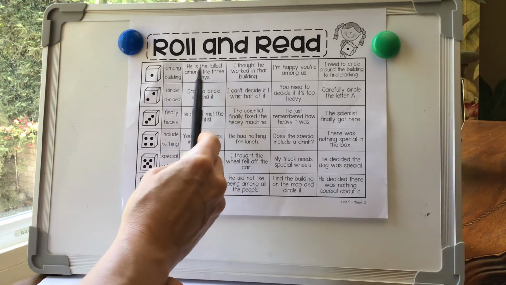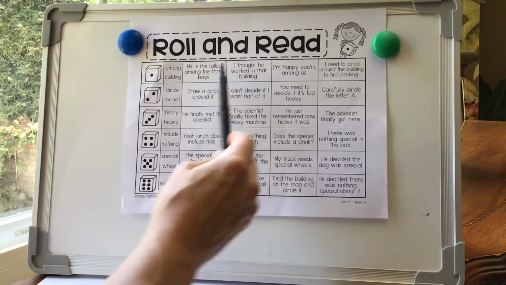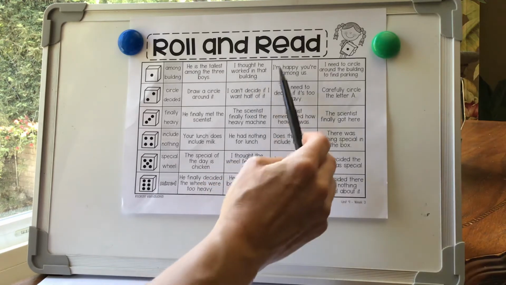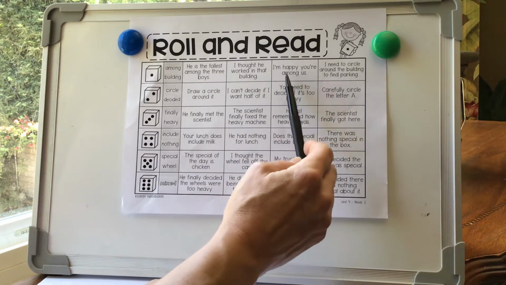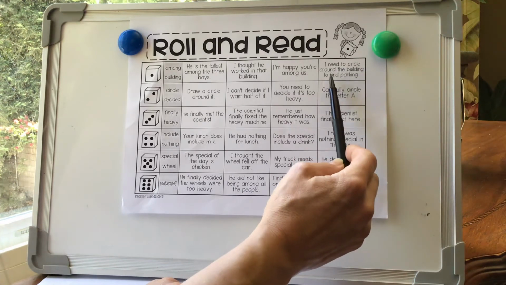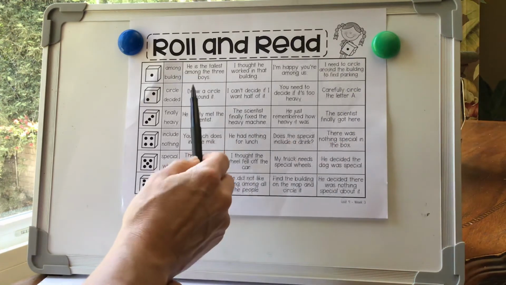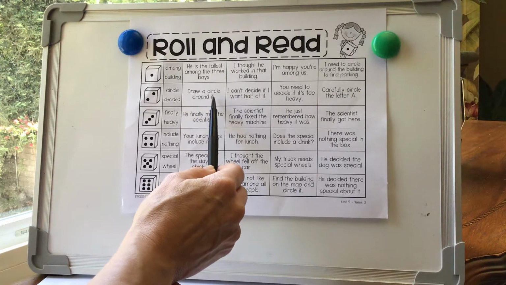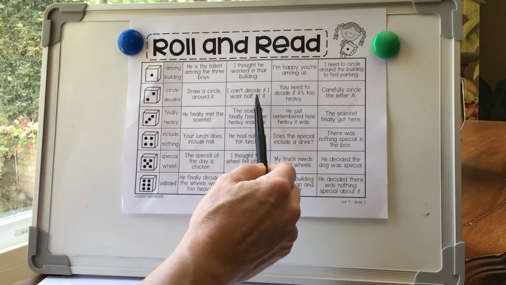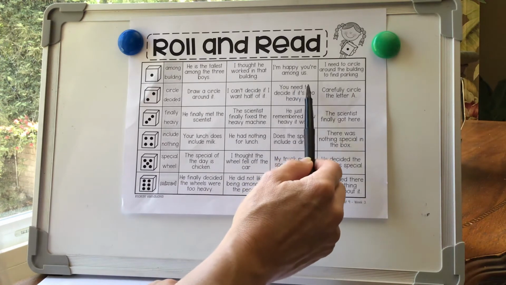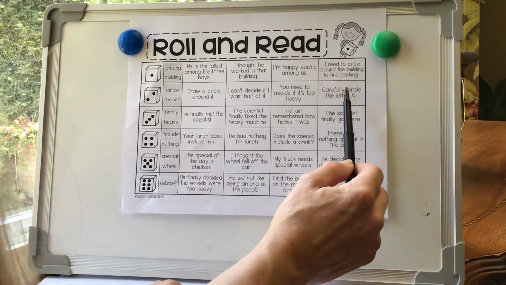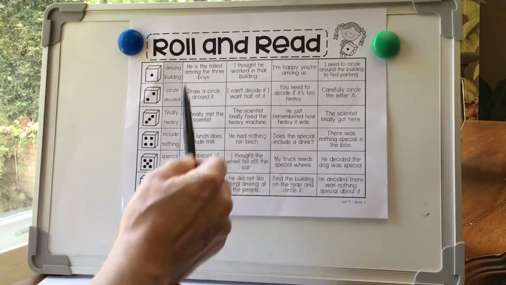He is the tallest among the 3 boys. I thought he worked in that building. I'm happy you're among us. I need to circle around the building to find parking. Draw a circle around it. I can't decide if I want half of it. You need to decide if it's too heavy. Carefully circle the letter A.